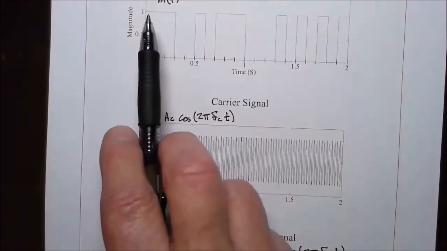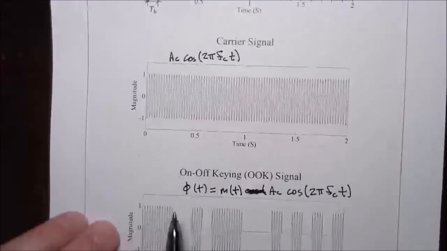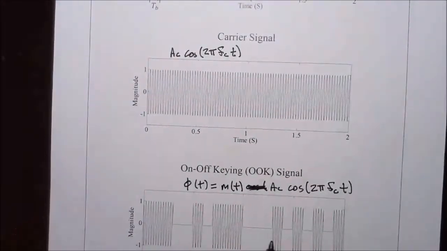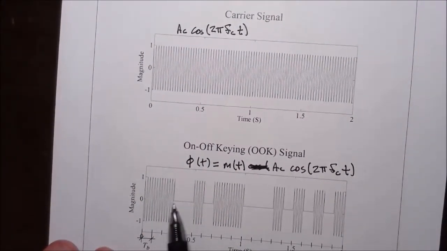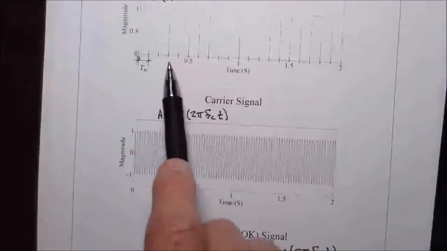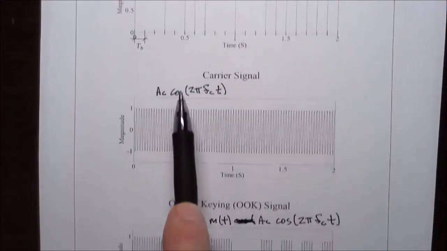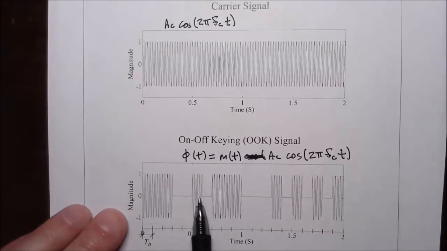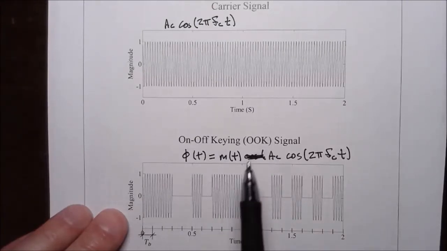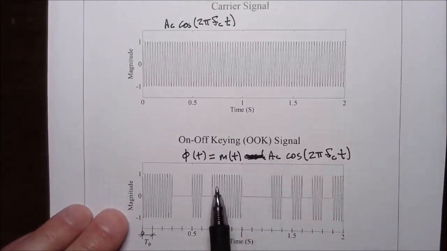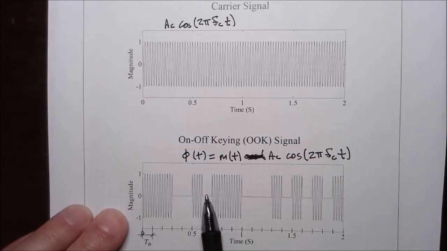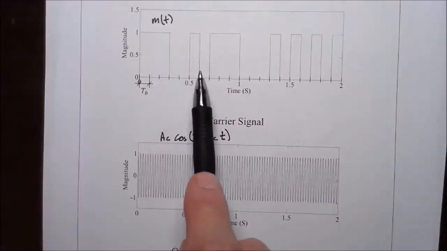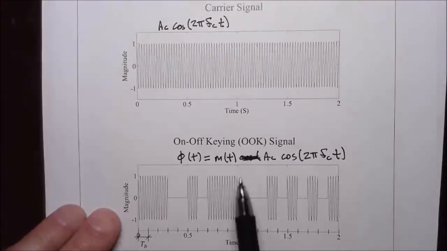So where the digital message signal is a 1, we will get the carrier full size. Here's the carrier multiplied by 1, and in those regions where the message signal is 0, the carrier is zeroed out. That's why this is called on-off keying. Either the carrier signal is on or it's off, as directed by the 1s and the 0s in the message signal.